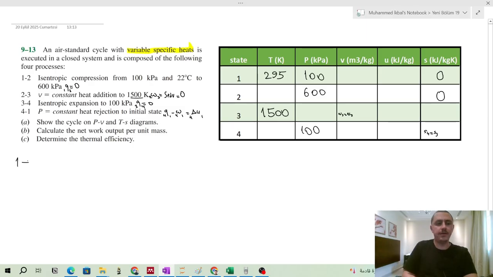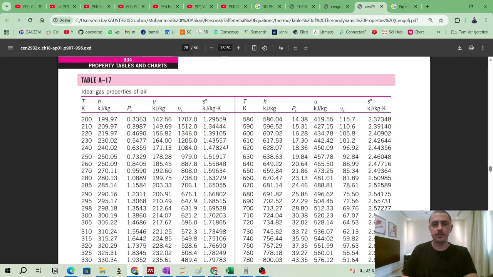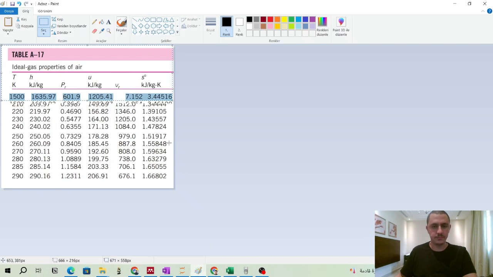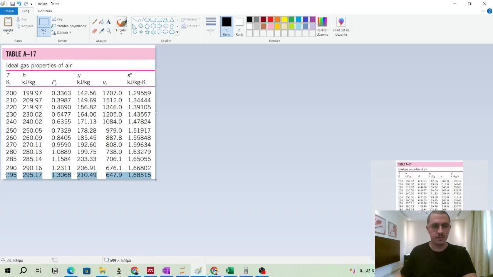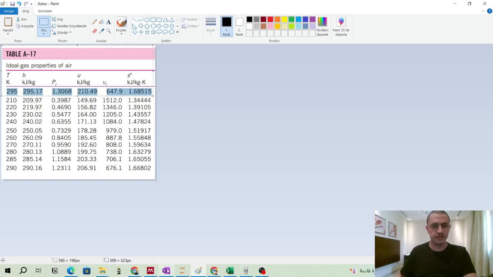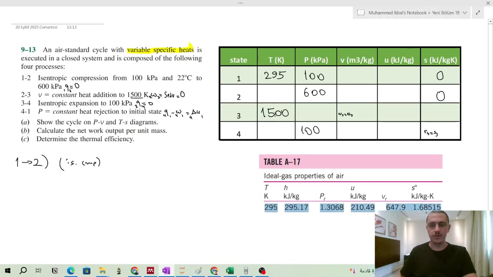As a first step, I will start with the isentropic compression process. The first process, isentropic compression. For the isentropic process here, I will follow the air ideal gas properties table. Our first temperature is 295. Let's take these values here. Let's only filter our region of interest. Take this here. So what we can do is just insert the u values for this one.